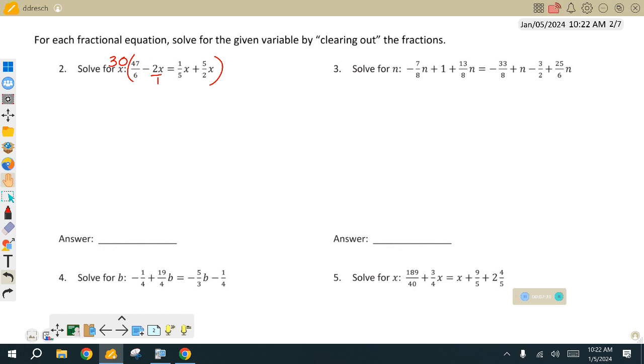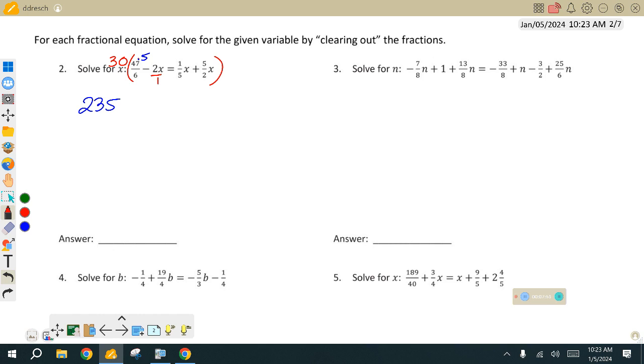And whatever that is, which is 5, I like to put that 5 right there, whatever you get, and take it times, okay, now 5 times 47 may not be as quick and obvious, but I want to divide first. Divide 30 by 6, which is 5. And what is 5 times 47? 235. So we just cleared out our first fraction.